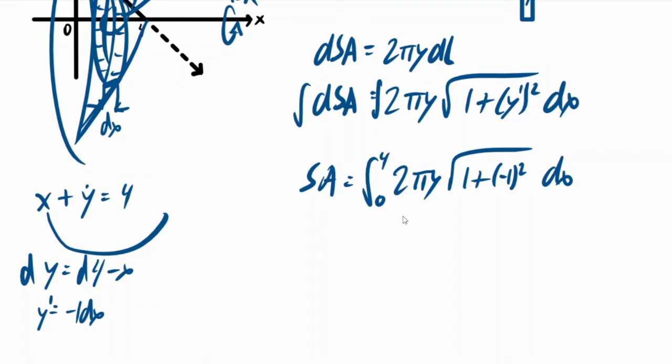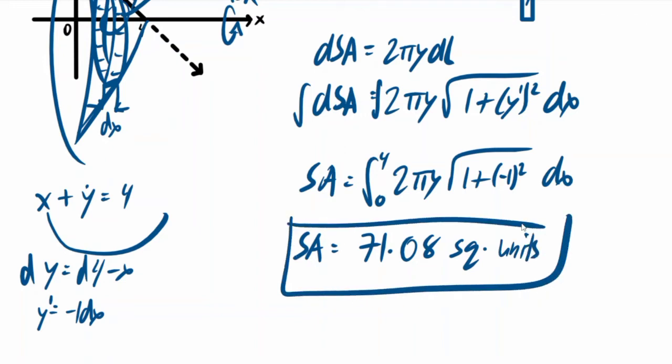Now solve for this. Let us put this whole equation in our calculator again. And what we'll get for our surface area is 71.08 square units. It is square units because we're looking for the area of the surface of the cone. This is our final answer. Okay, second problem here.